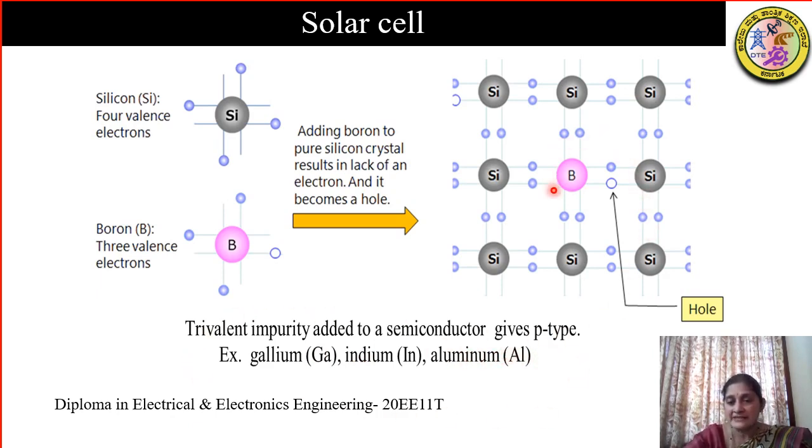So when you replace a silicon atom by boron, which is trivalent, that means it has only 3 valence electrons, 1, 2 and 3. So there is no electron here. And when an electron is missing, it is called a hole. So by doping a semiconductor with a trivalent impurity, you can ensure that there are more holes in the material. That is why we call this material a p-type semiconductor.